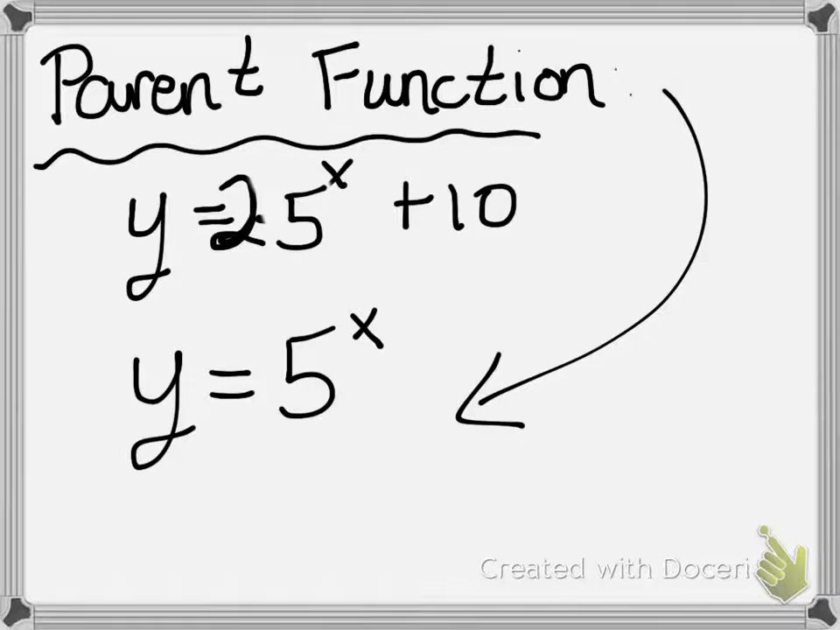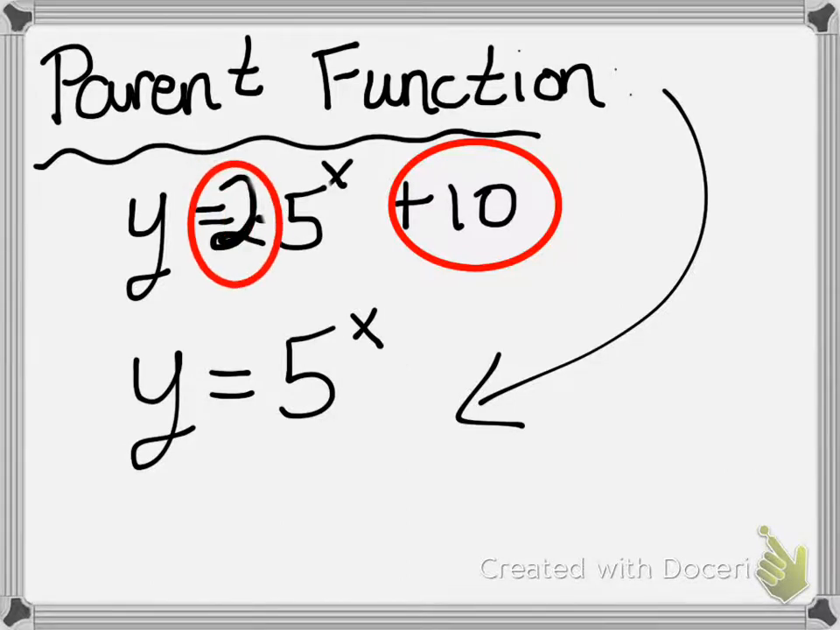Now, when we add a number onto the end, like we've added 10 here, that's going to help move the graph up and down from the original. And since we multiplied by a number, that's going to mess with the original parent function as well.